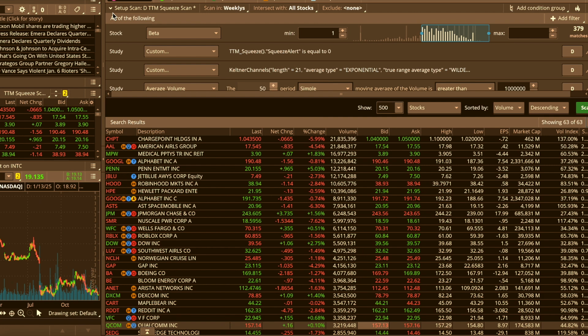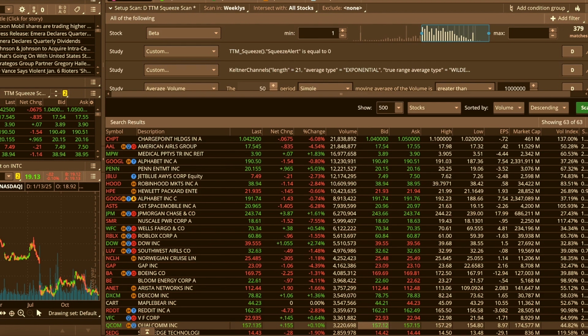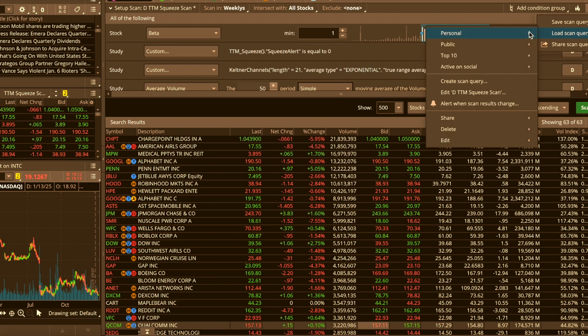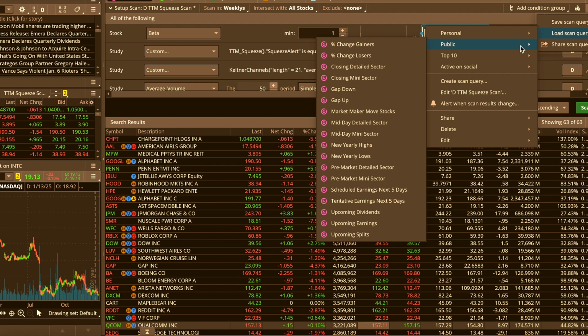Now, coming over here to the Thinkorswim study, the scanner that I have here is a personalized scanner, but there's a bunch of preloaded ones. Oh, that just hides it. Let me see here. So load scan query. So here you have personal ones, but there's a bunch of public ones. So you can come in, look at the public ones.